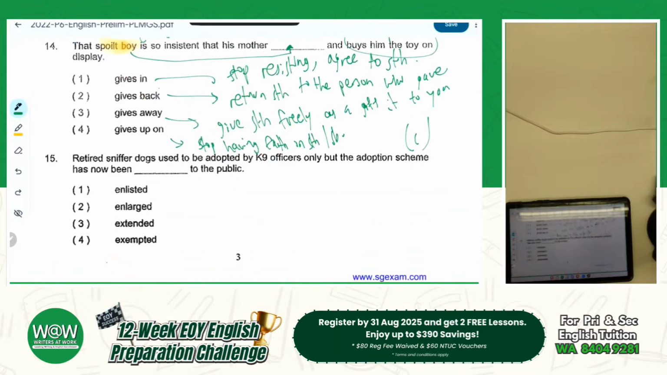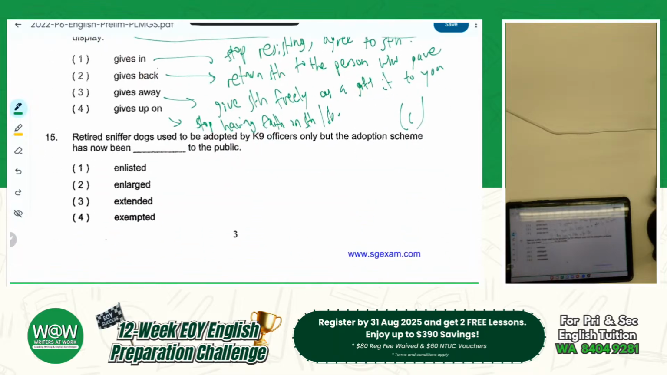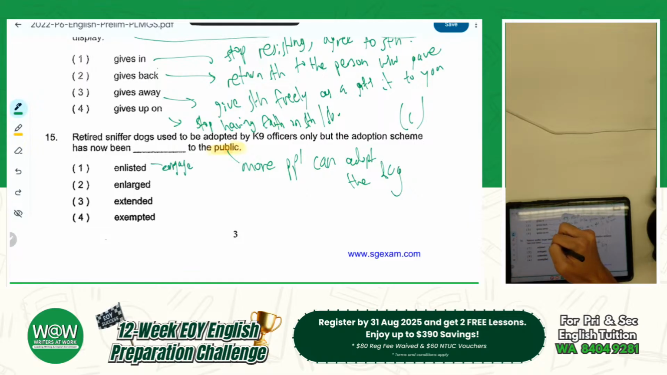And now moving on to question 15, it reads, the retired sniffer dog used to be adopted by canine officers only, but the adoption scheme has now been dashed to the public. So we are looking at how more people can adopt the canine dogs. Okay. So looking at the options, the first one is enlisted. So enlisted means you engage someone's help.